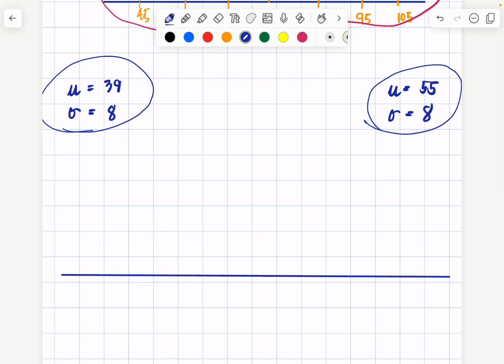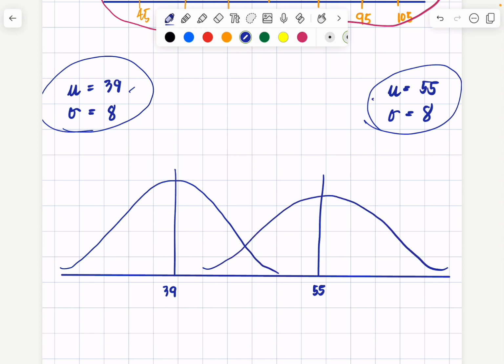So unsa man atong butang is your mean man, diba? So we have 39 and 55. So ibutang nato nig una diri 39. Diri pod sa pikas will be 55. So kay mean man siya, of course, magbutang tag linya. Diri. So that will represent as your mean. After that, i-draw na dayon si normal curve. I-draw na dayon nato si normal curve.